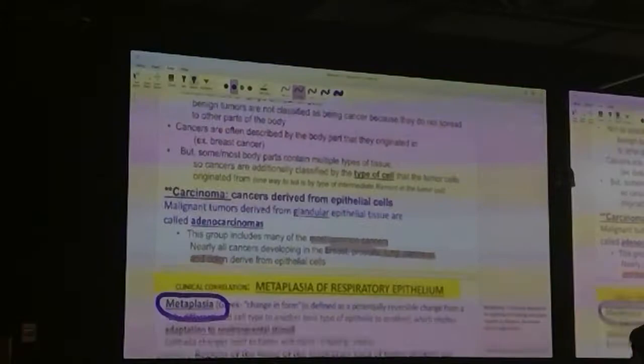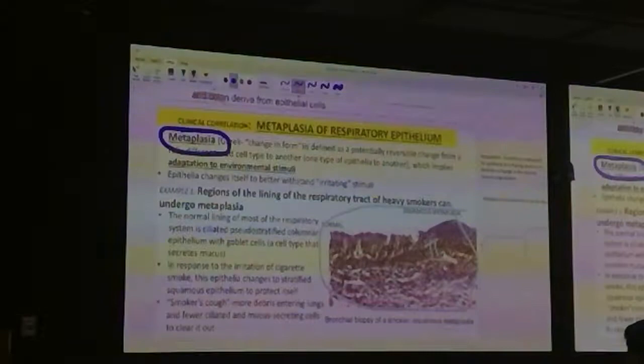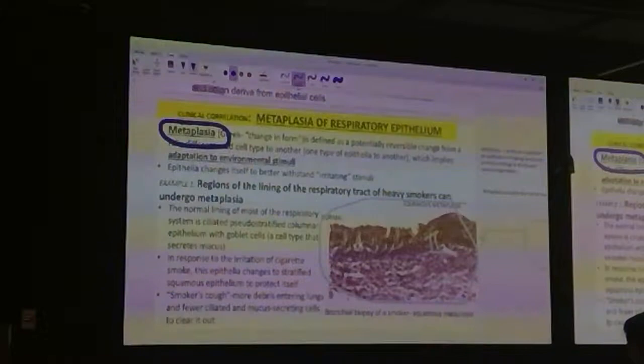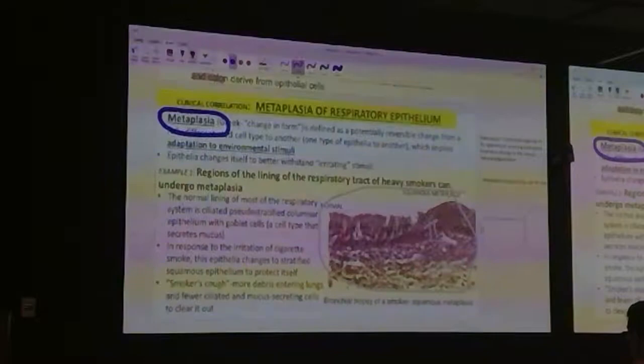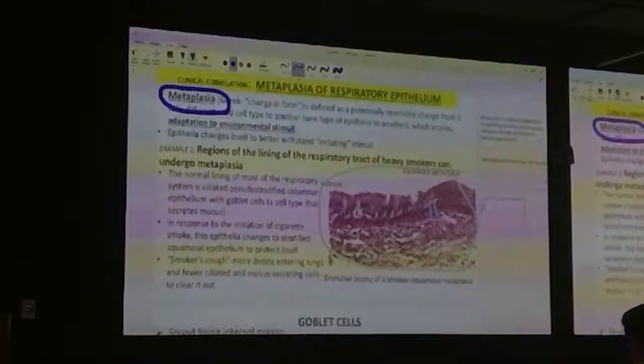Okay, so for metaplasia, you need to know that this is just a change in the type of epithelium, but this is not cancer, but it could turn into cancer. So what you need to know about metaplasia is the normal types and then the abnormal. You need to know what's normal and then what it changes to. I think it's just the smoker's lung and then Barrett's esophagus.